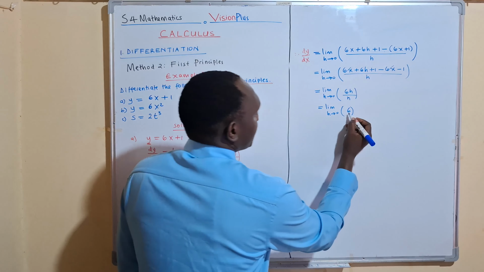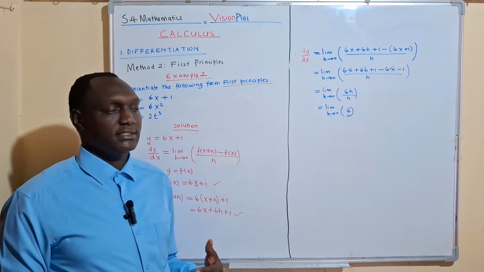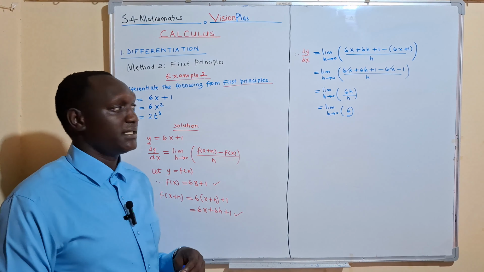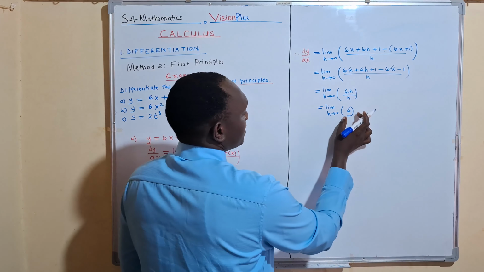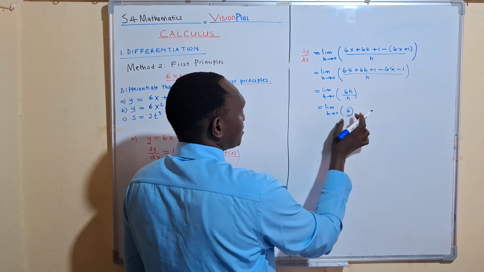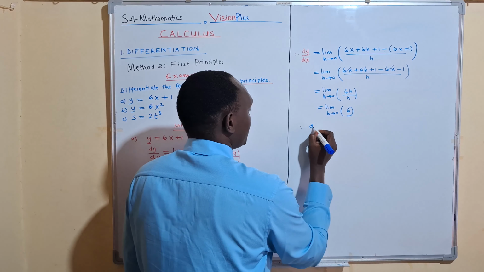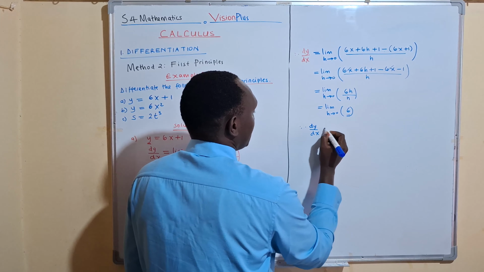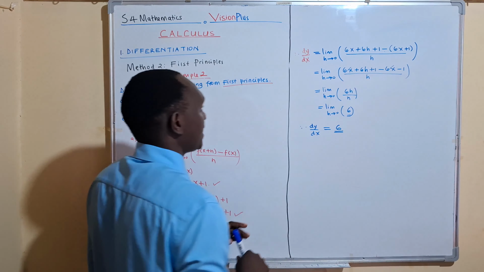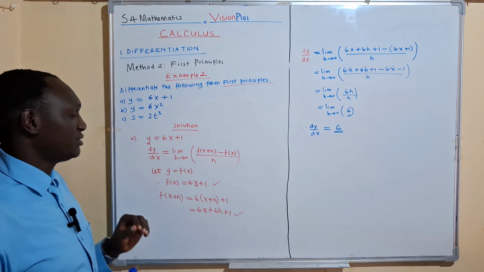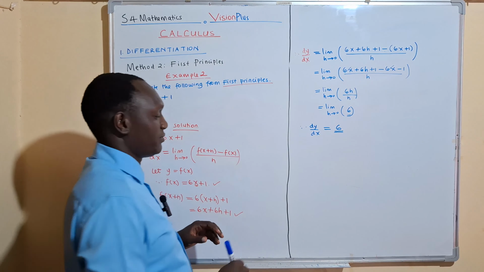Now, if you look at this term 6 here, it doesn't have a term h. It is independent of h. That means it doesn't matter what the value of h is. 6 will not be affected by the value of h. Therefore, you say dy dx equals 6. So this is the answer when we are differentiating the function y equals 6x plus 1 from first principles.